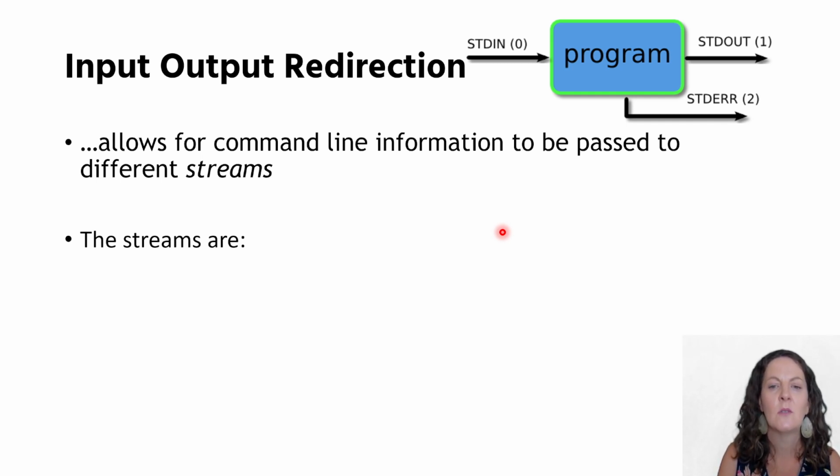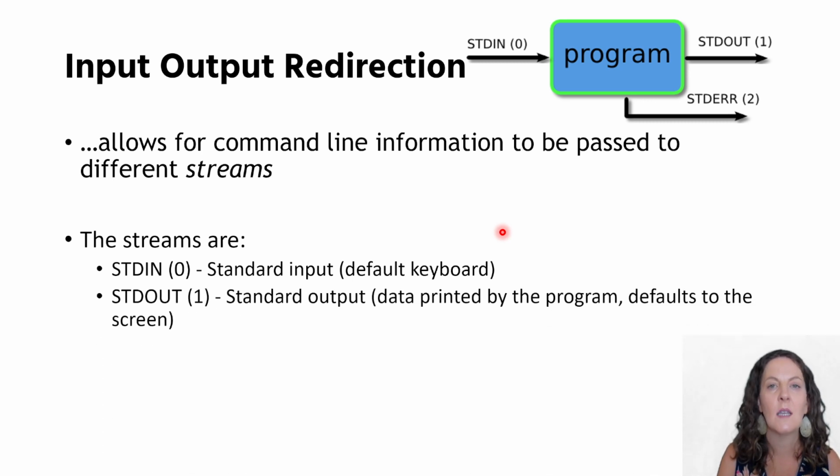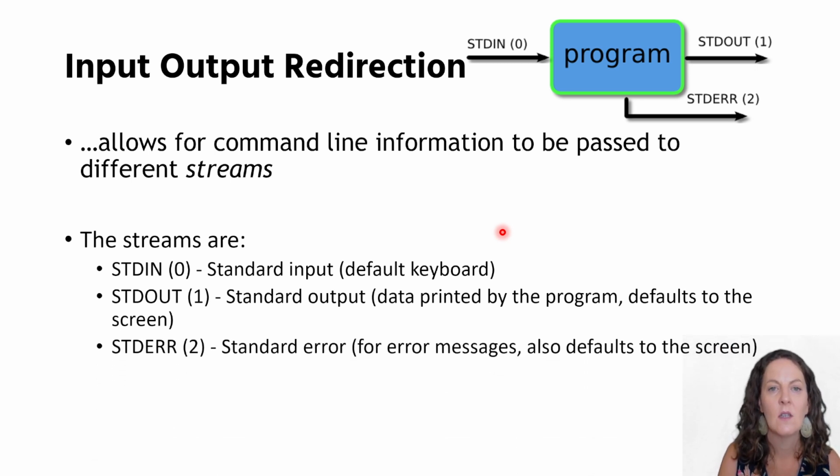So input output redirection allows command line information to be passed into different streams. Redirecting the input and output is accomplished by specifying the destination on the command line using your redirection meta character. So these are your defaults, and we can change where these are coming from. Don't want it to come from the keyboard anymore, don't want it to go to the monitor anymore, and now we can change them. So there are your three streams and their defaults.